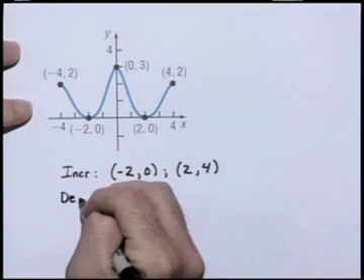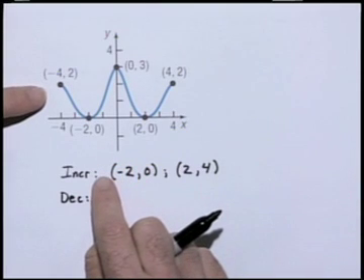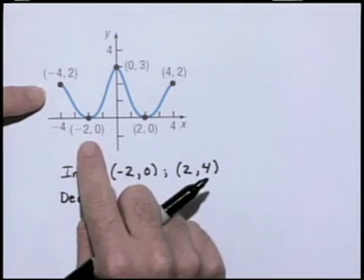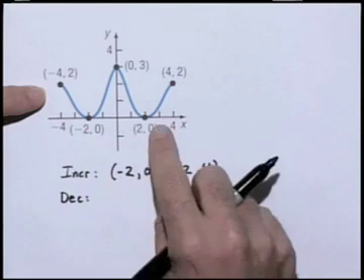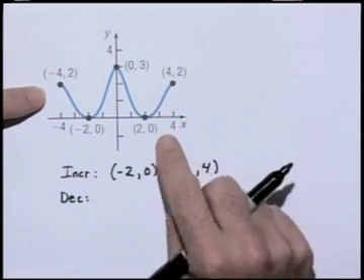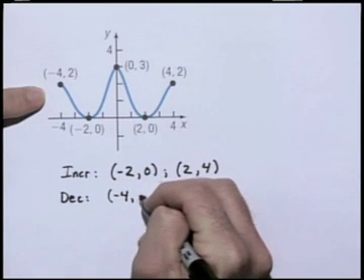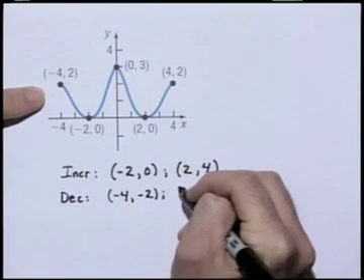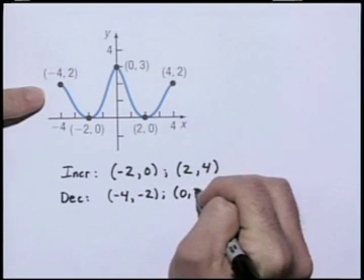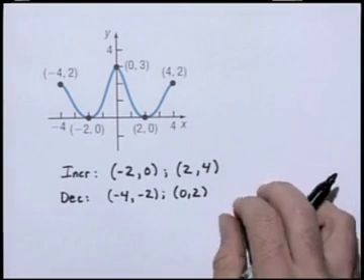Now, if we look at where the function is decreasing, we can see the function is decreasing from -4, 2 to -2, 0, and it's also decreasing from 0, 3 to 2, 0. So the function is decreasing on the interval -4, -2, or on the interval 0, 2. Nowhere is the function constant.